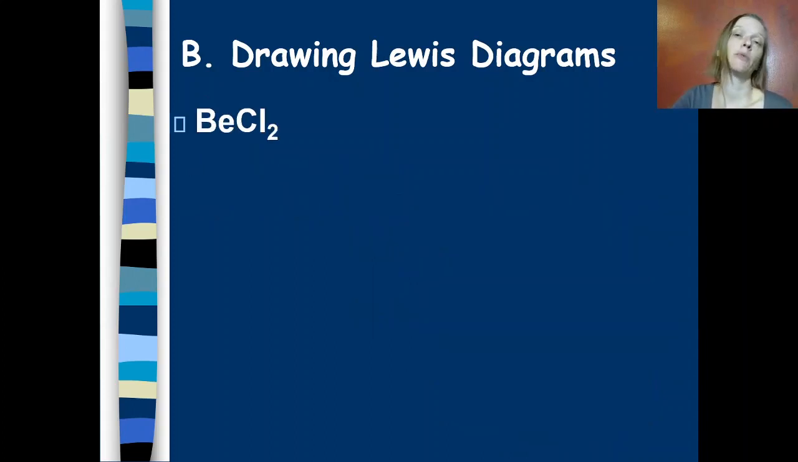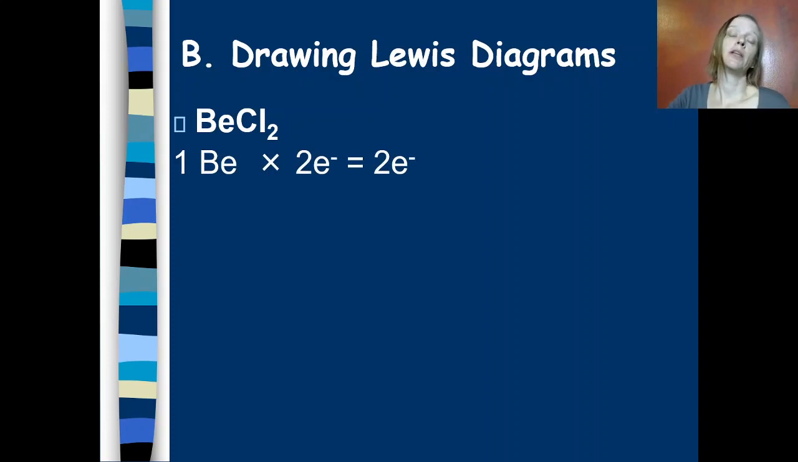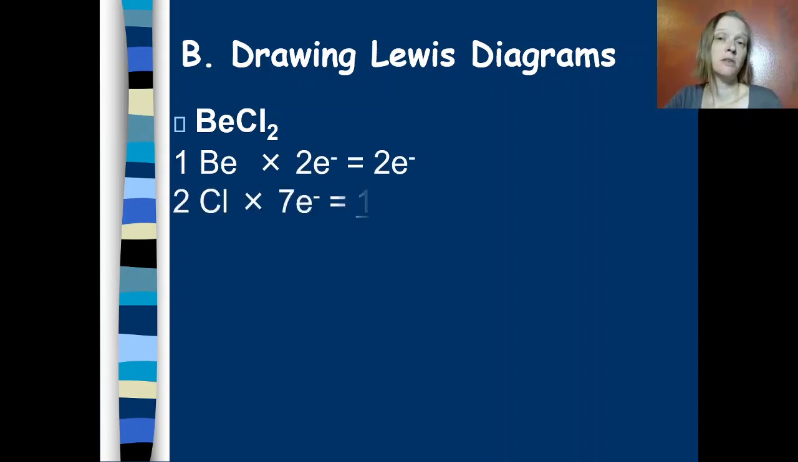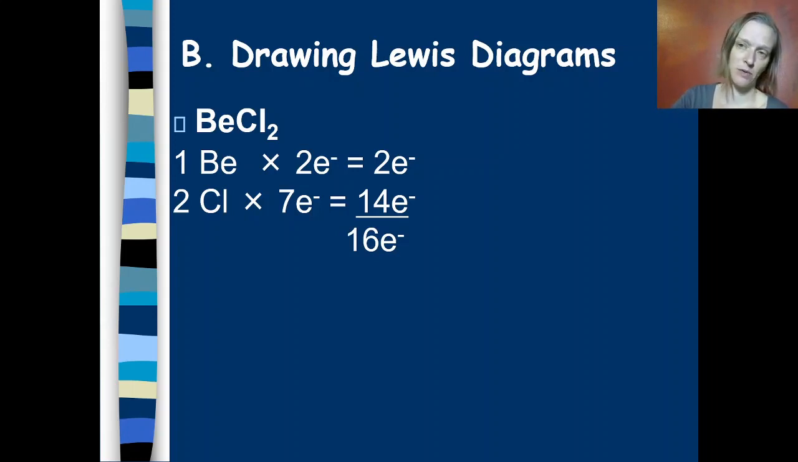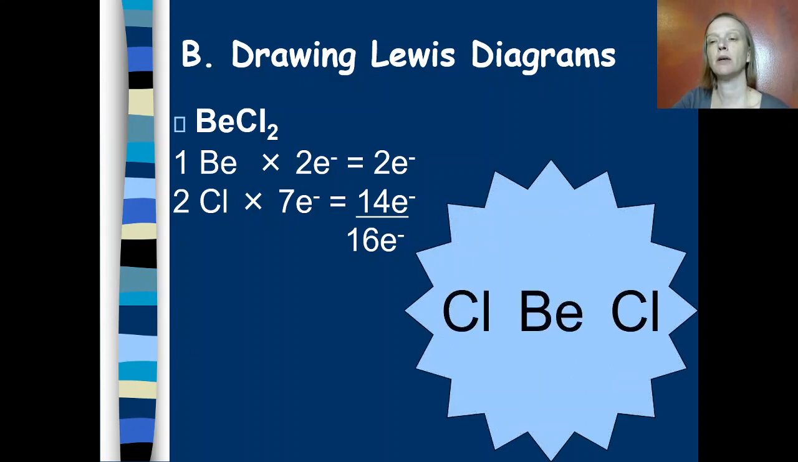Let's do another one, beryllium chloride. Beryllium has 2 valence electrons, and each chlorine has 7 valence electrons, but we have 2 of them, so that's a total of 14. 14 plus 2 is 16 electrons to place in my Lewis dot diagram. Step 2, I need to arrange the atoms, and usually the singleton atom goes in the middle. So beryllium is going to go in the middle, chlorides go on either side.